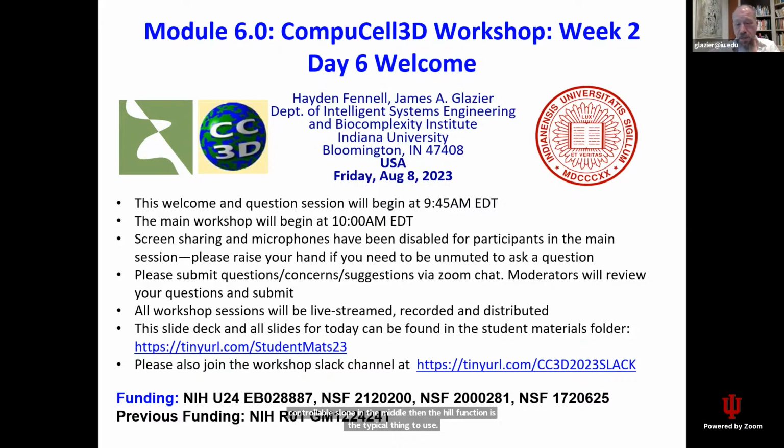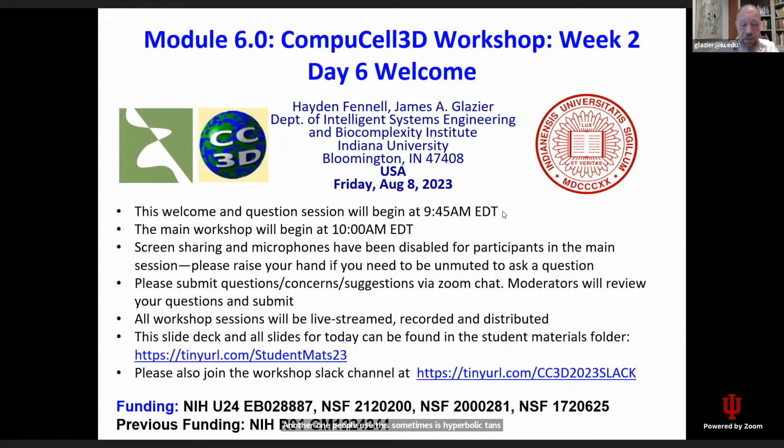Another one people use sometimes is hyperbolic tangent. Tanh also has that property. One nice thing about the Hill function is it's just exponentiation, so it's fast to evaluate numerically. It's simple to differentiate. There are other ones that have different symmetry properties. The Hill function is symmetric if the x-axis is linear. Sometimes you want something that goes up where the x-axis is exponential instead.